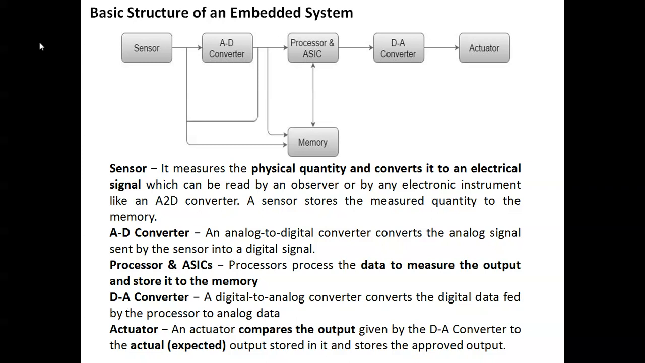The processor ASIC processes the data to measure the output and stores it to the memory. Then D by A converter, digital to analog converter. After completion of the processor, we have to convert digital to analog. In between there is a memory, which is like a register, and finally actuators. It compares the output given by the digital to analog converter to the actual expected output stored in it.